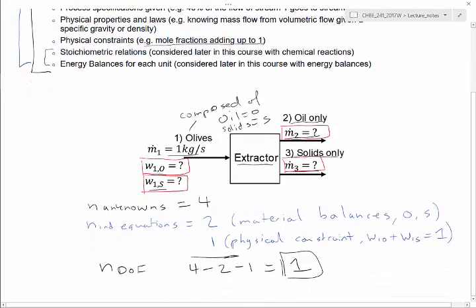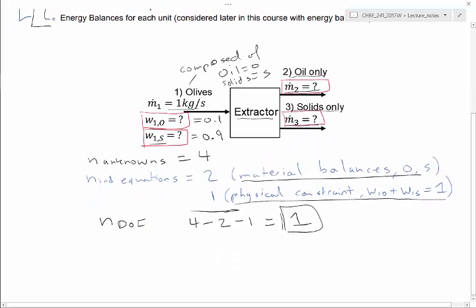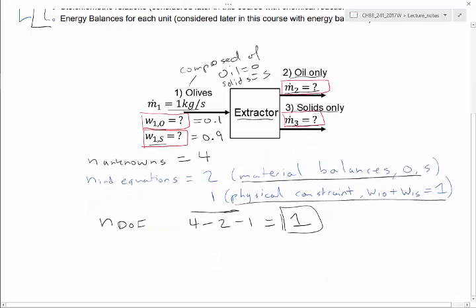And if we look back down at this system, we can see that we need one more piece of information to solve this system. So for example, if I got the weight fraction of solids here in stream 1, so that was, let's say it was 0.9, right? I would then be able to use this physical constraint equation. I would find out that this here is 0.1, right? 1 minus 0.9. I would then be able to use either of my material balances, and I could find the mass of oil and the mass of solids.